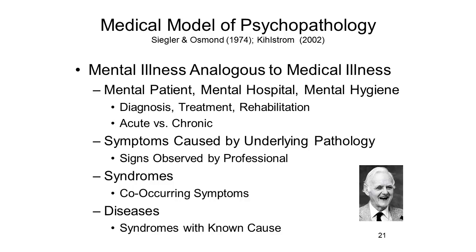Mental illness is diagnosed by symptoms, or publicly observable manifestations of psychopathology, and also by signs, manifestations of psychopathology that are identifiable by a trained professional. These symptoms and signs can be grouped into syndromes, or clusters of symptoms and signs that tend to occur together, and diseases, which are syndromes whose underlying causes or underlying pathology is known. These analogies, and the fact that the language of mental illness shows such striking parallels with the language of physical disease, are part of what's known as the medical model of psychopathology.